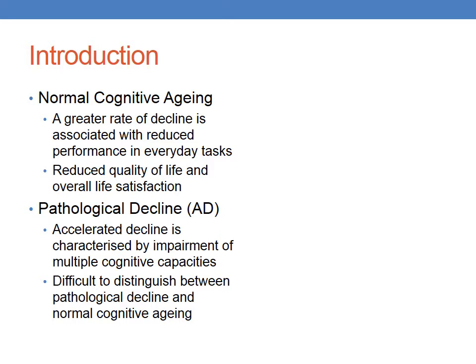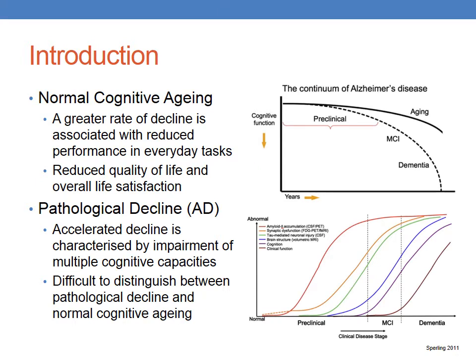However, it's difficult to distinguish between pathological decline and normal cognitive aging, which you can see in these two graphs. In the first graph, you can see that the preclinical stages of Alzheimer's disease, which can occur up to 15 years before onset of dementia, have a considerable overlap with normal cognitive aging.